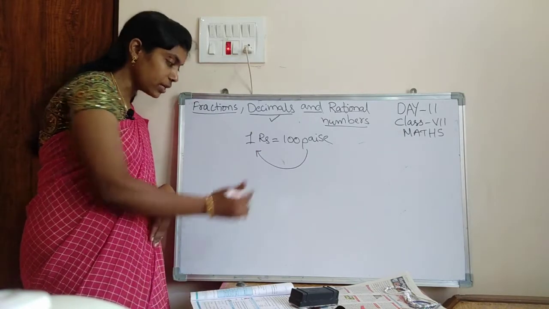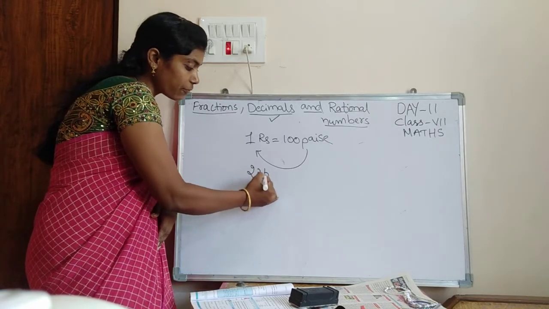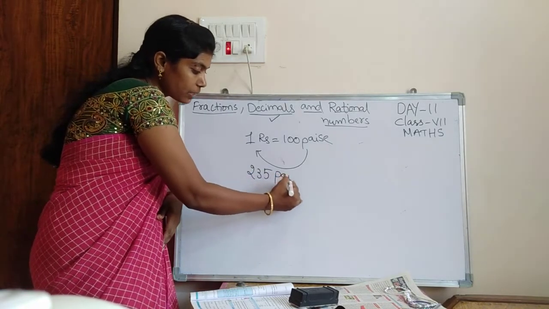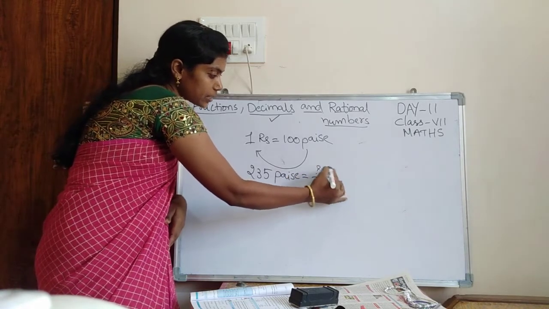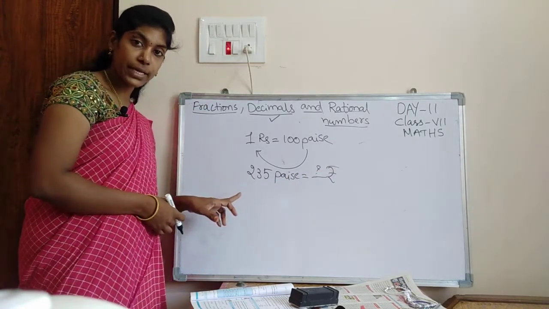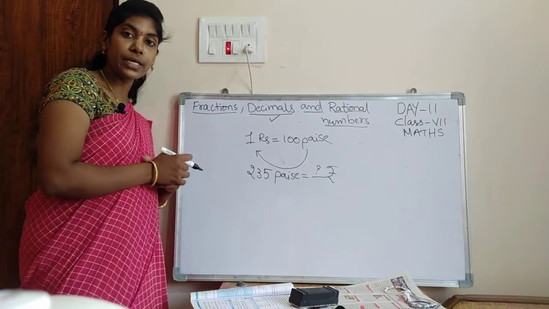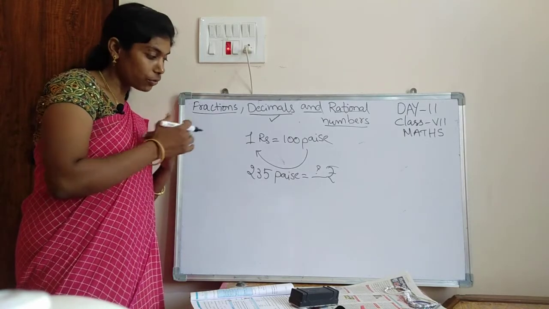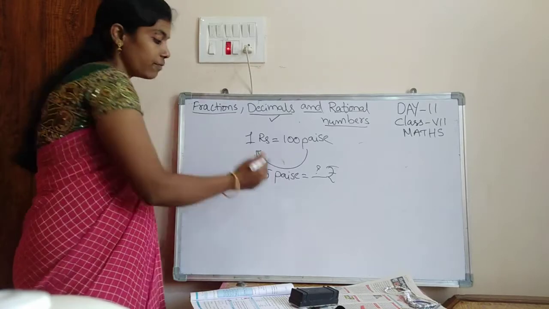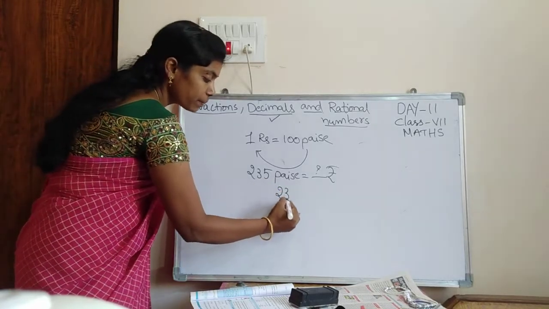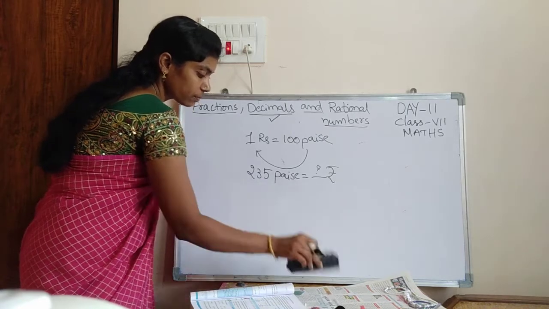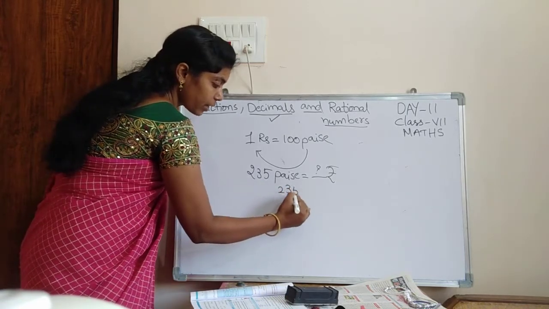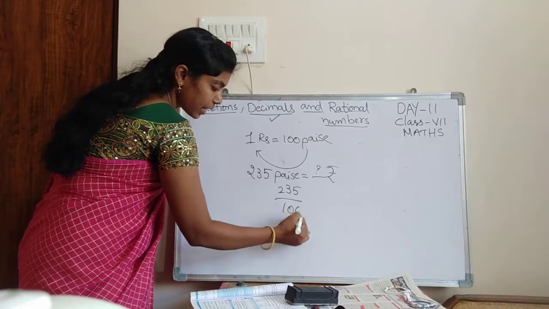For example, 235 pies is equal to how many rupees? Now how will you convert? For that you should divide. Very simple. 1 rupee is equal to 100 pies. So 235 divided by 100.